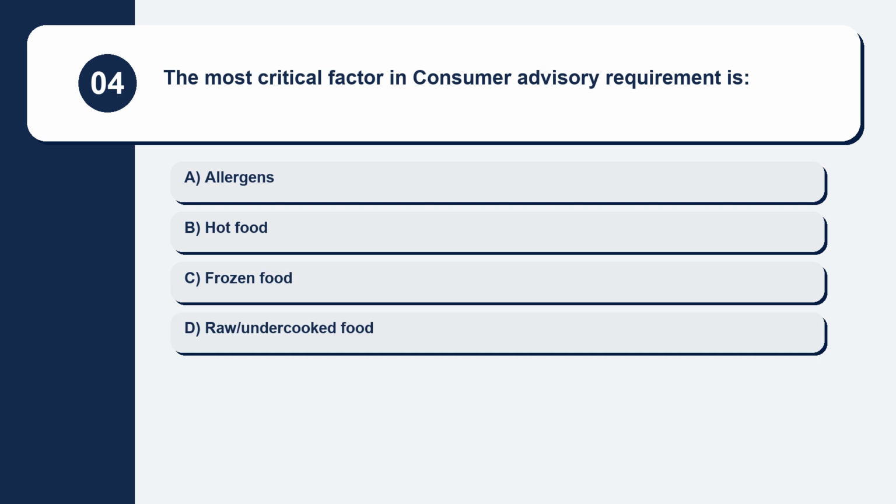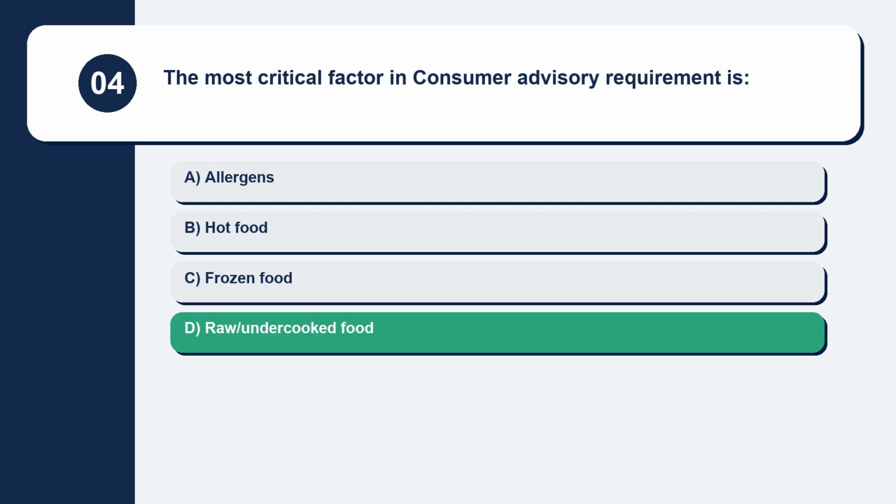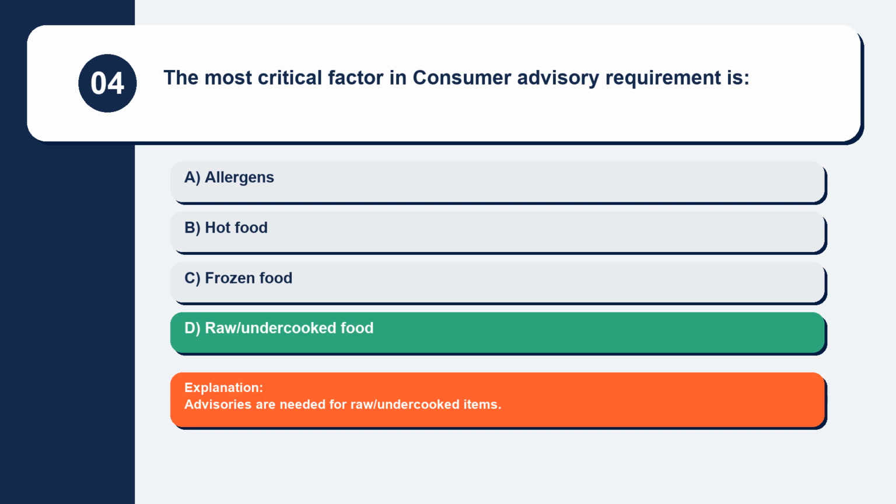Question 4. The most critical factor in consumer advisory requirement is allergens, hot food, frozen food, raw/undercooked food. Advisories are needed for raw/undercooked items.